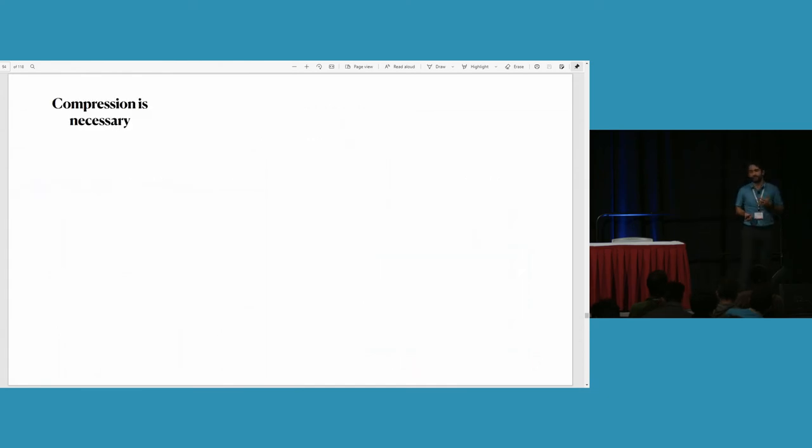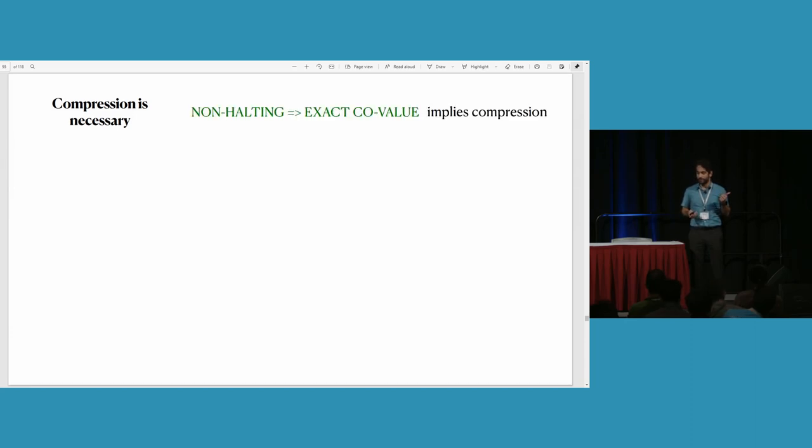Slavstra proved his result using group theory and approximate representation theory. In particular, he did not use compression theorems at all. What I'm going to show you, though, is that somewhere deep in his result, there must have been a compression theorem. I'm going to show you that if we assume that a reduction such as the one I wrote there holds, that non-halting, for example, can be reduced to exact covalue, then that implies a compression theorem. Not only can you prove it using a compression theorem, but it itself implies a compression theorem. So let's see how that goes.